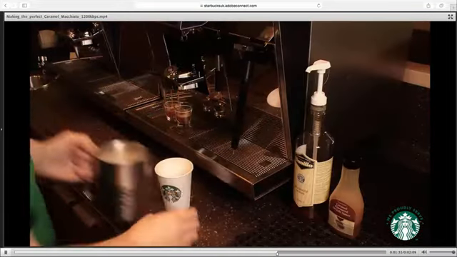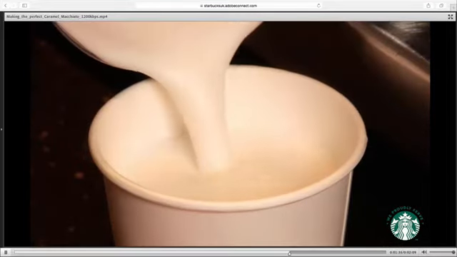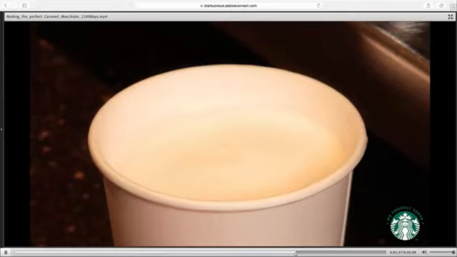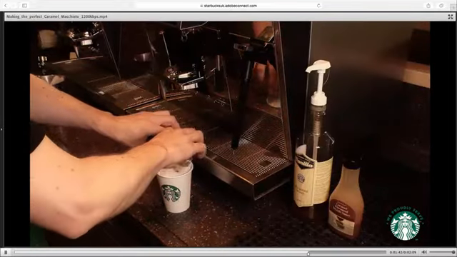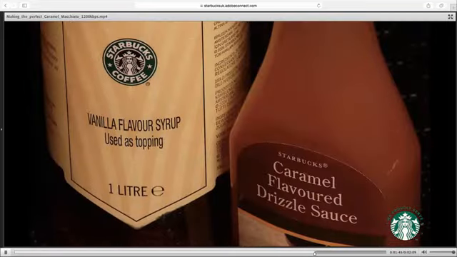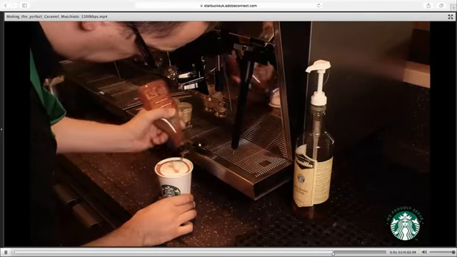When we finish the drink, we add the milk quickly to the cup, leaving space for the espresso shots. We add the espresso and then finish with caramel drizzle in a signature pattern: 2 circles followed by a crosshatch pattern, 5 lines each way.